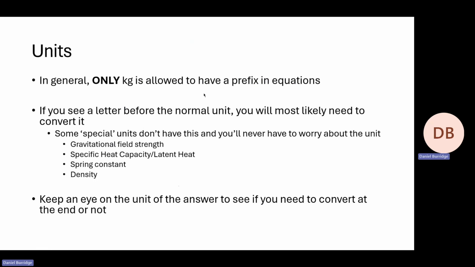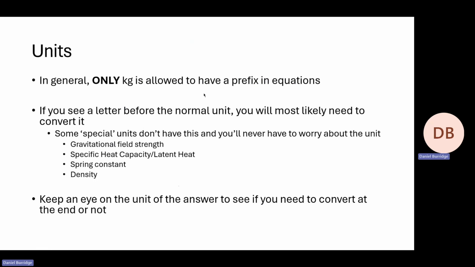You need to keep an eye on the other things in that equation though, because chances are you might need to convert one of them, but the specific heat capacity or latent heat itself, you don't need to worry about. Spring constant is another one. It only really comes up in paper one in the elastic potential energy equation, but that's always going to be the newtons per meter. It's never going to be anything else. You don't need to worry about what that unit is.